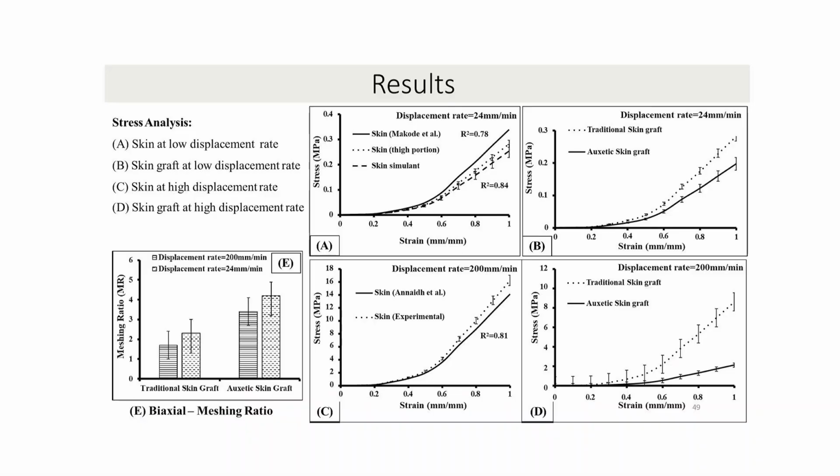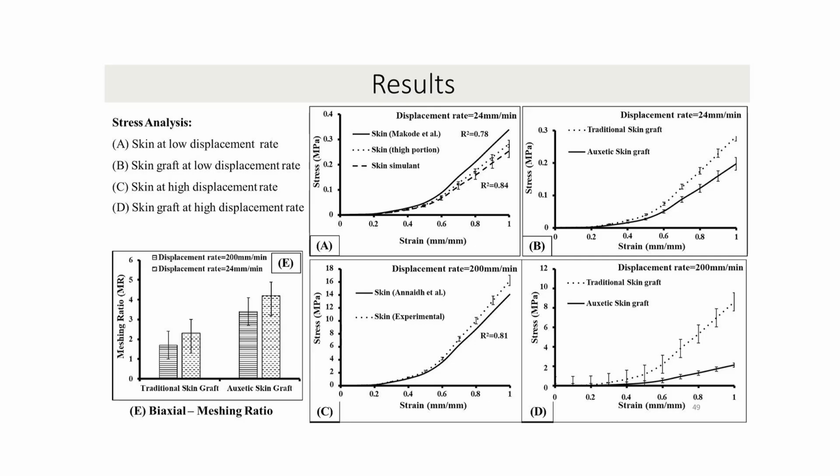Next we look at traditional skin grafts and auxetic skin grafts. At a low strain rate, what we have seen is a slight difference, but at a high strain rate, there's a huge difference between the traditional skin graft and the auxetic skin graft. What we do observe here is that the stresses in a traditional skin graft are significantly higher than in the auxetic skin grafts, which is a positive. In the auxetic skin grafts, the lower the stresses, the better it is in terms of expansion.